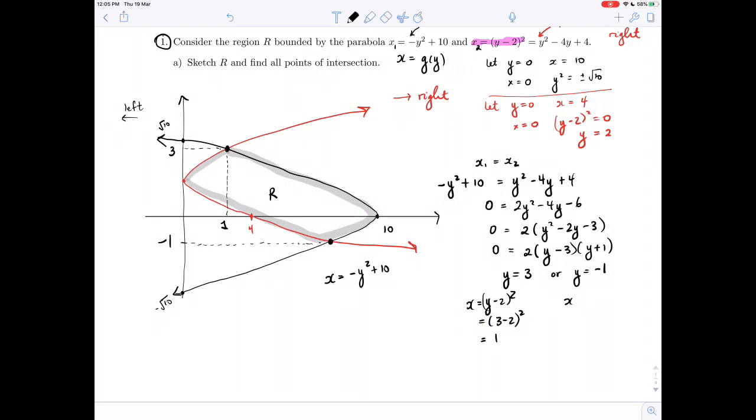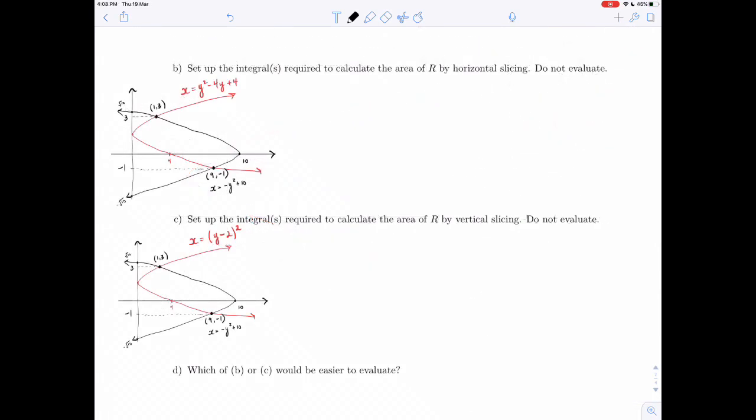And so if x is equal to minus 1 minus 2 squared, that's minus 3 squared. That is going to be 9. And so this point here will have x coordinate of 9. So our points of intersection are the points (1, 3) and the point (9, -1). Moving on to part B of the question.